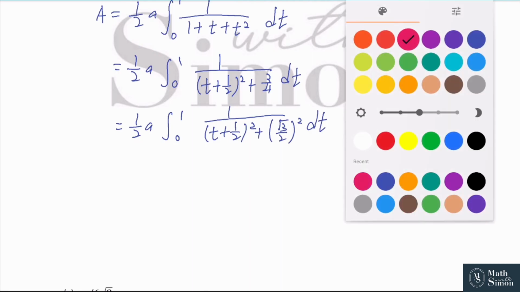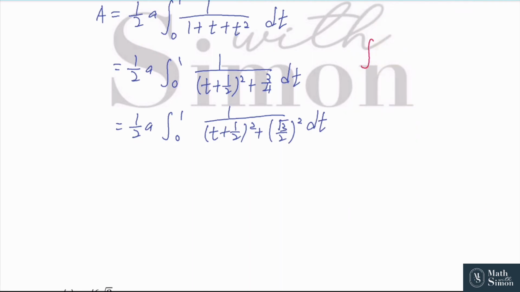So the result that we are referring to here is, if we integrate 1 over x squared plus a squared, we should have 1 over a arctangent of x over a. Whenever we see this squared term, the t plus half, it is replaceable with this x here. As long as it is linear inside, and the t does not have any other coefficient, then we can use this result right away.